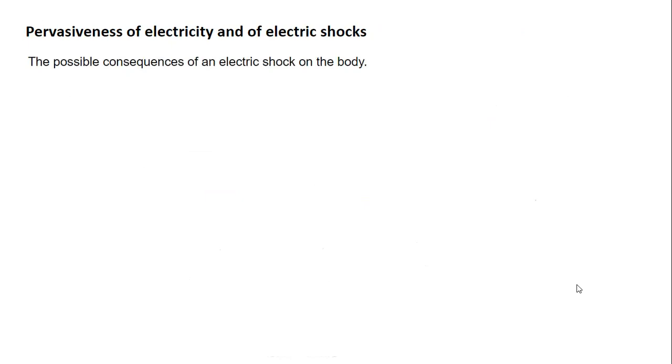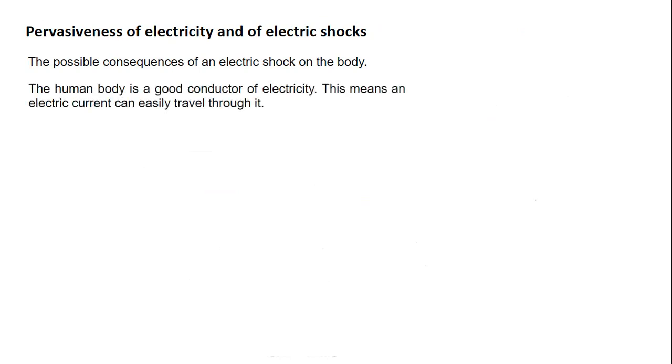Next is the pervasiveness of electricity and of electric shocks. What could be the possible consequences of an electric shock on the body if somebody is exposed directly to those electric voltages? The human body is basically a good conductor of electricity. This means an electric current can easily travel through it, because the human body, we all know, constitutes around 70% of water.